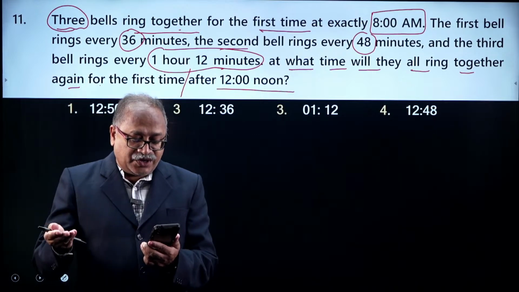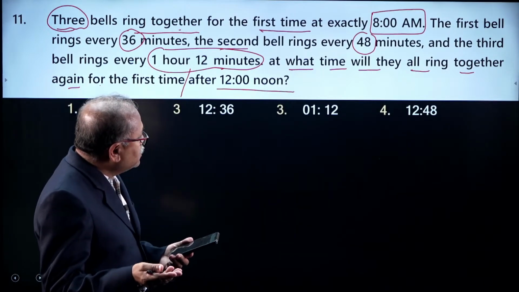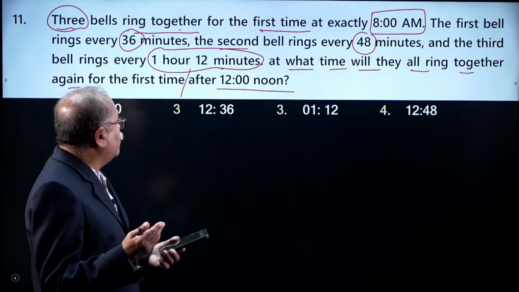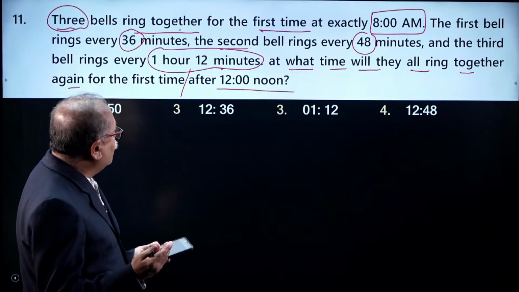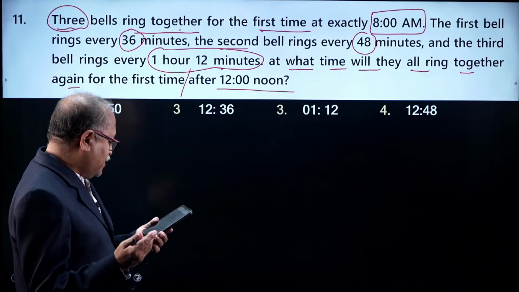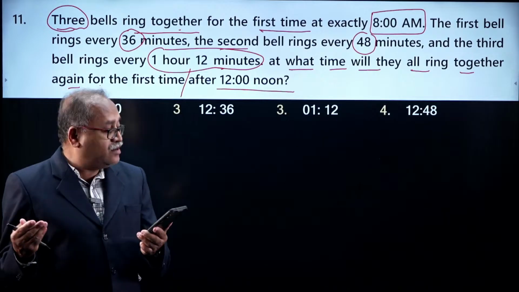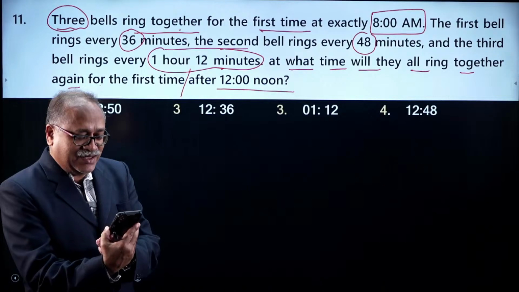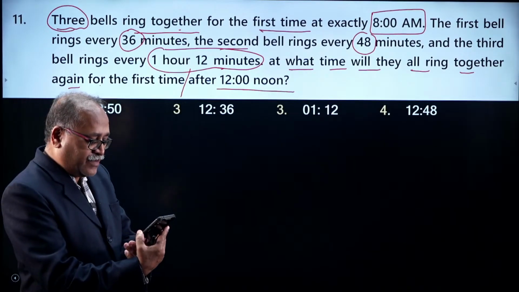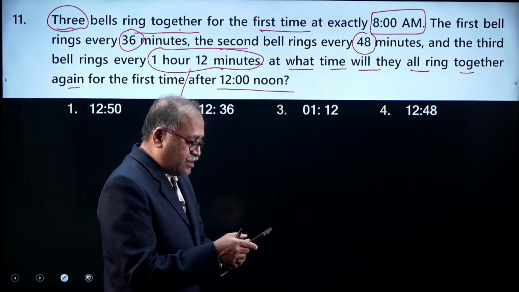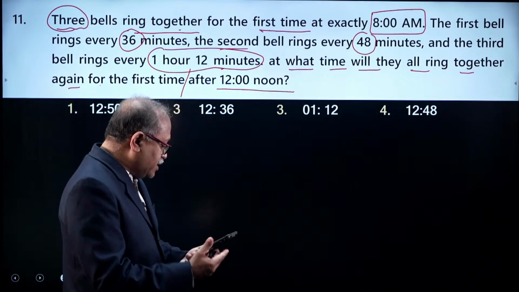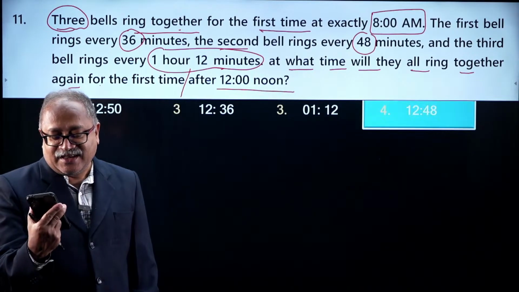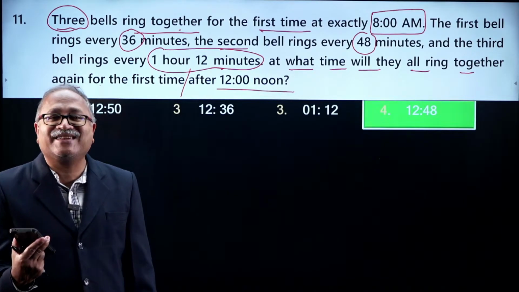For example, Prabhu has already answered the question. He says option 3, that is 112. And Appal Naidu has said 224. Pandu has said 12:48. All three of you have answered differently. So, let's see. Pandu has rightly answered the question, 12:48.